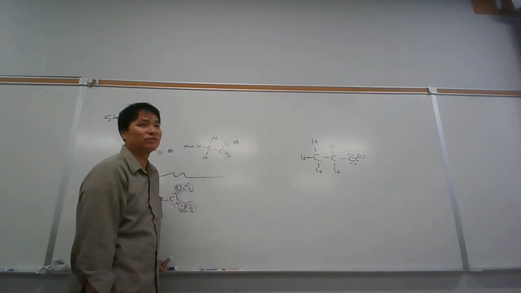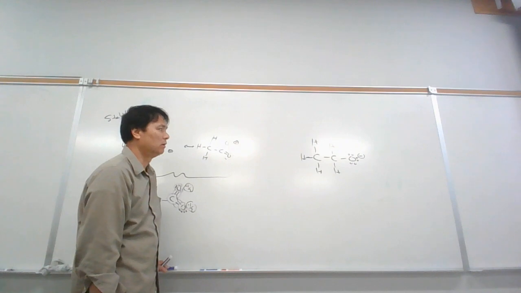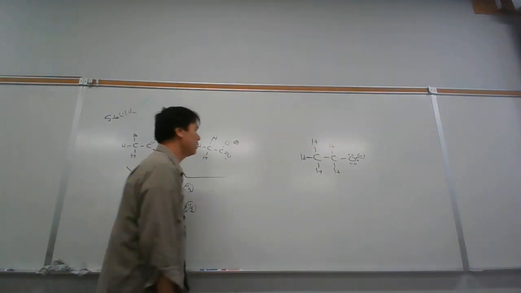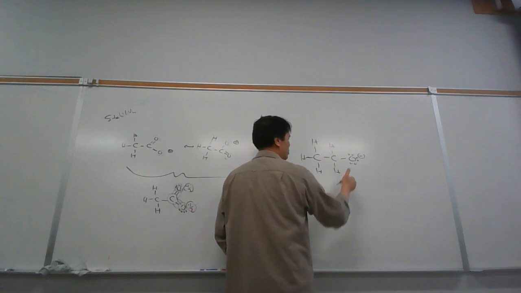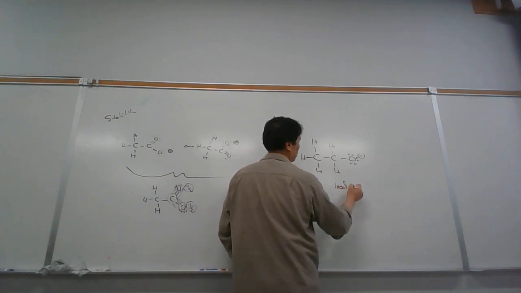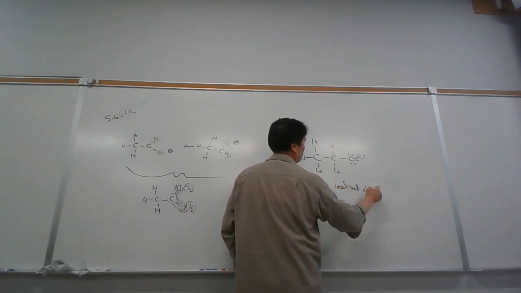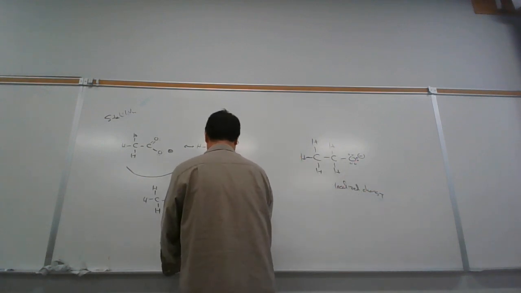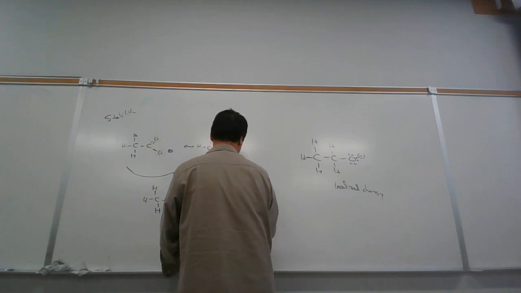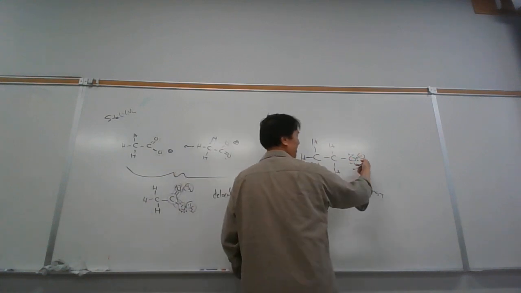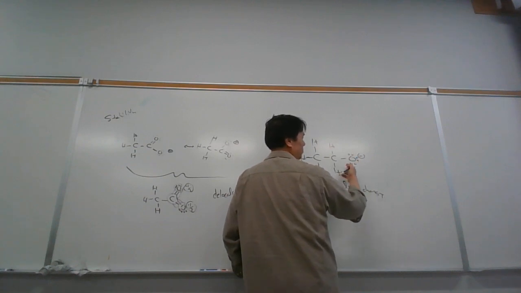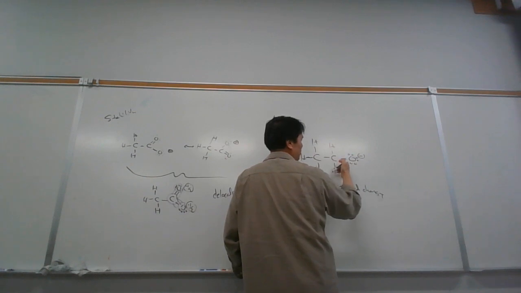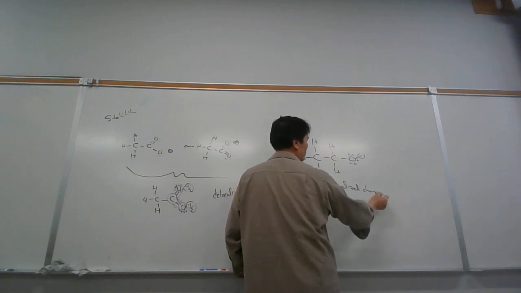Can I draw resonance forms for this? No. No resonance forms for this. And so what we have is delocalized charge, localized charge. This charge is sitting in what orbital? sp3. So we have three sp3 orbitals with three lone pairs, and one sp3 orbital bonding, the sp3 sigma bond. This is localized.